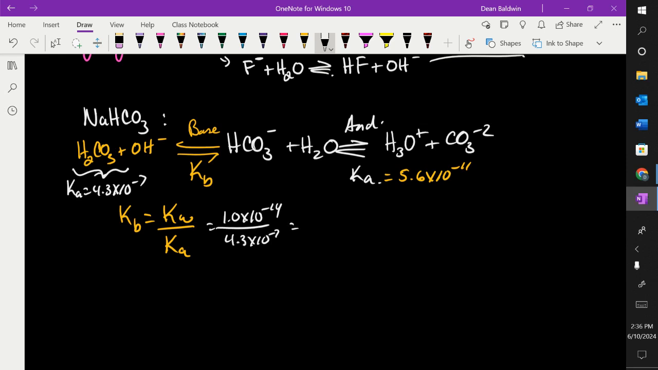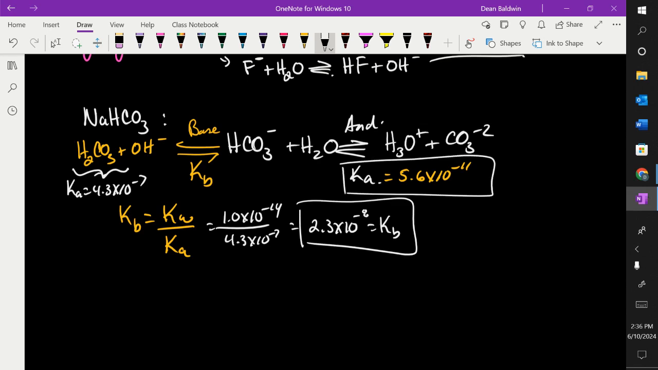So if you divide those off, you're going to get 2.3 times 10 to the minus 8. So now you have a direct comparison. The Ka of bicarbonate is 5.6 times 10 to the minus 11. So it's pulling that way with a certain amount of strength. The Kb, where it goes this way, is 2.3 times 10 to the minus 8.